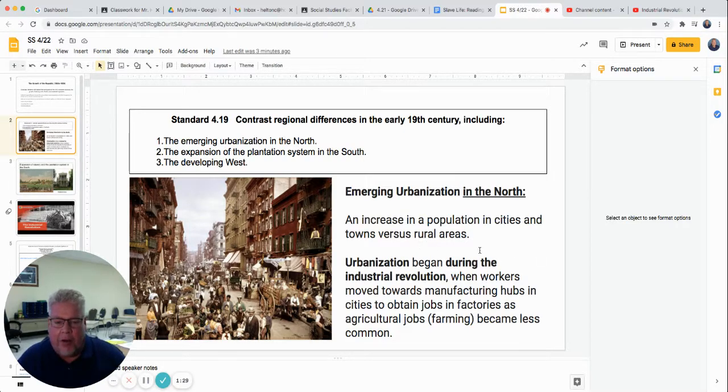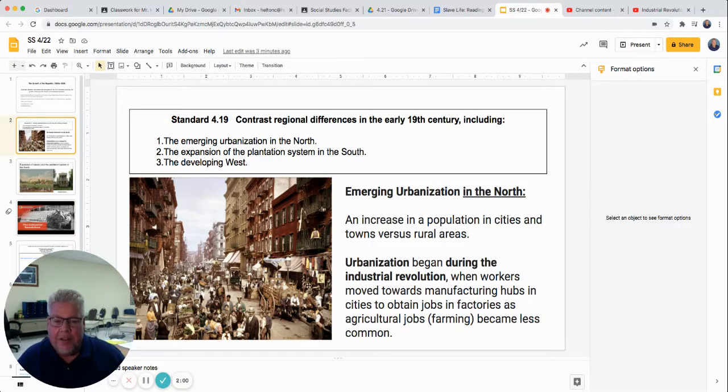So people moved off the farm in the North, off the rural areas, and more into the cities in the North to work in the factories. That's called urbanization. Urban area is like a city area. So cities becoming bigger, more people moving there is urbanization. It began during the Industrial Revolution when workers moved toward manufacturing hubs or factories in cities to obtain jobs in factories as agricultural jobs became less common.